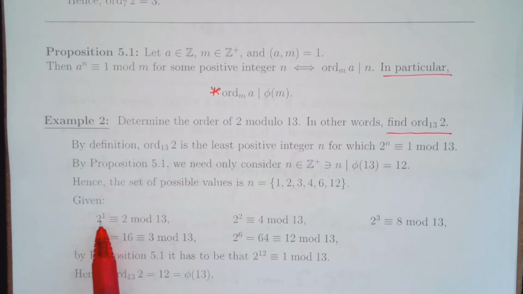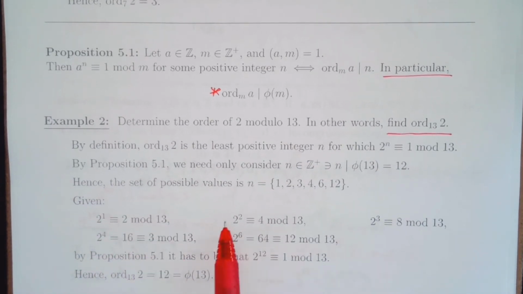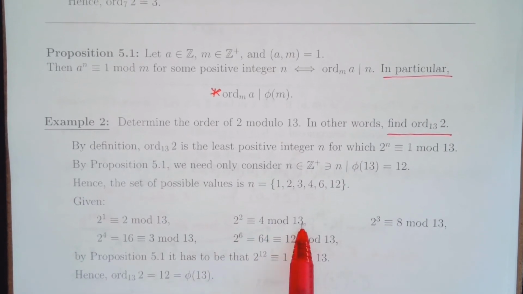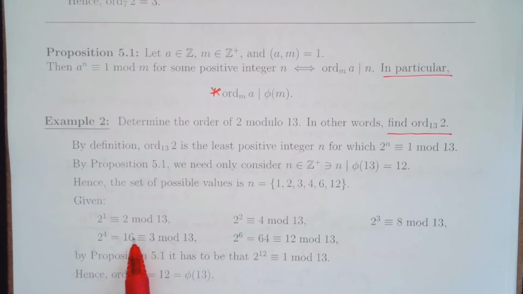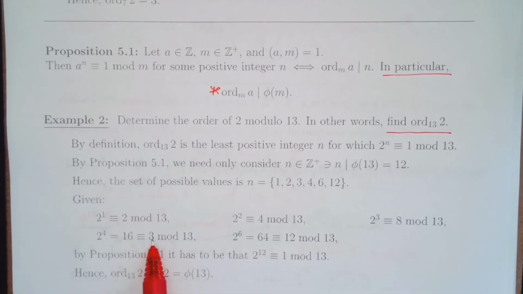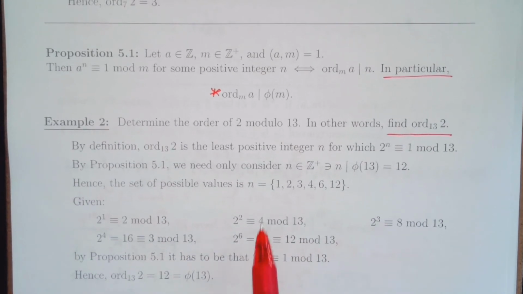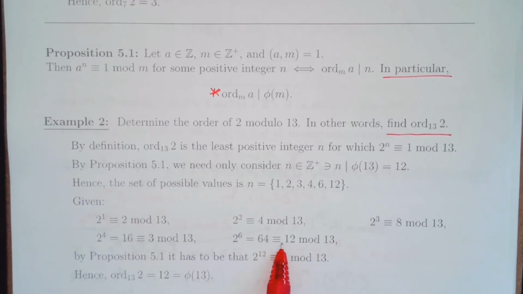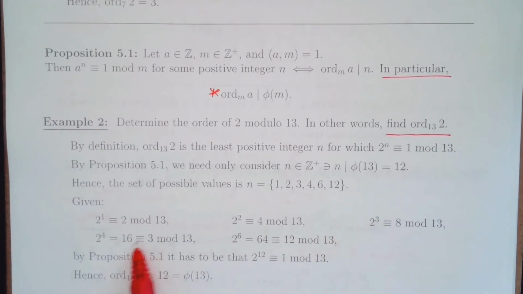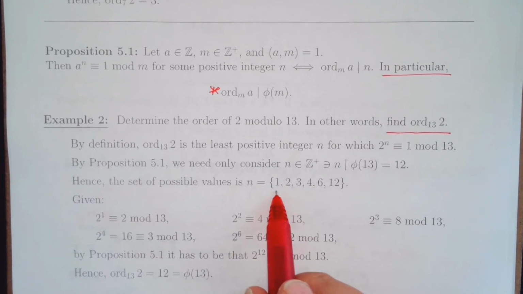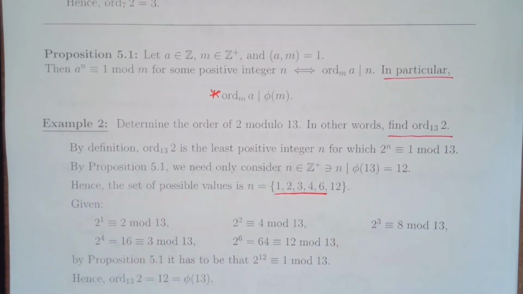Now, we know that 2 to the first power is equivalent to 2 mod 13, and 2 to the second power is equivalent to 4 mod 13. 2 to the third power is equivalent to 8 mod 13, and 2 to the fourth power is 16, which is equivalent to 3 mod 13, because 16 leaves a remainder of 3 on division by 13. And 2 to the sixth power, which is 64, is equivalent to 12 mod 13, because 64 is 12 more than a multiple of 13. So clearly, the first, second, third, fourth, and sixth powers, none of those possible values of n work.